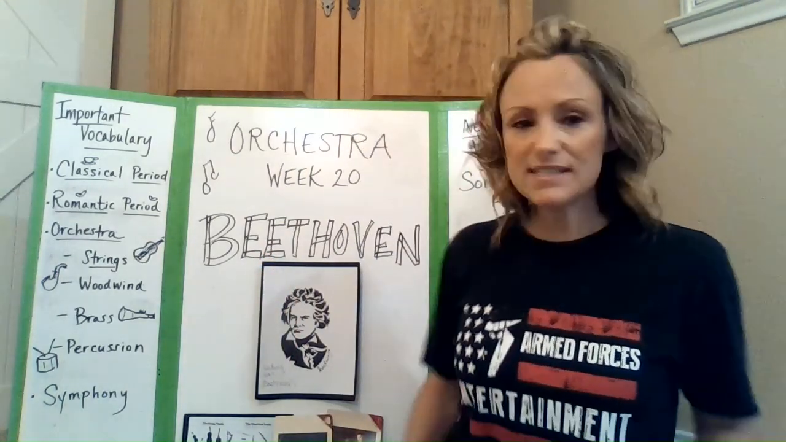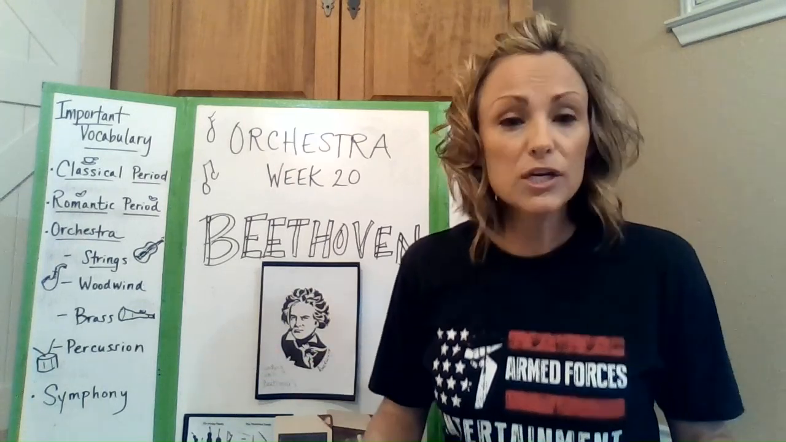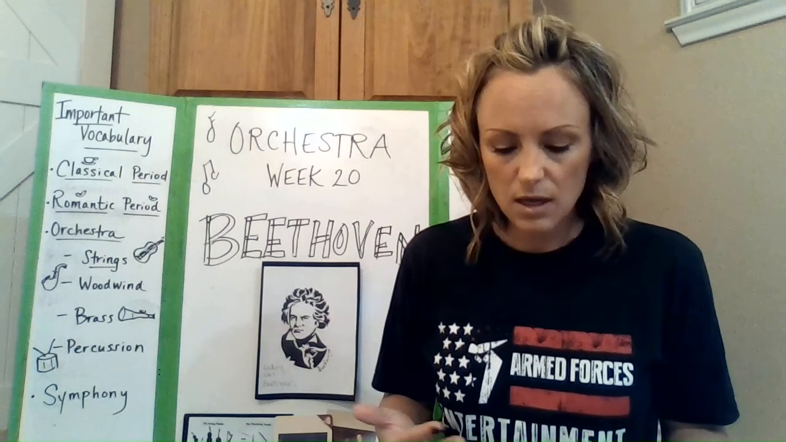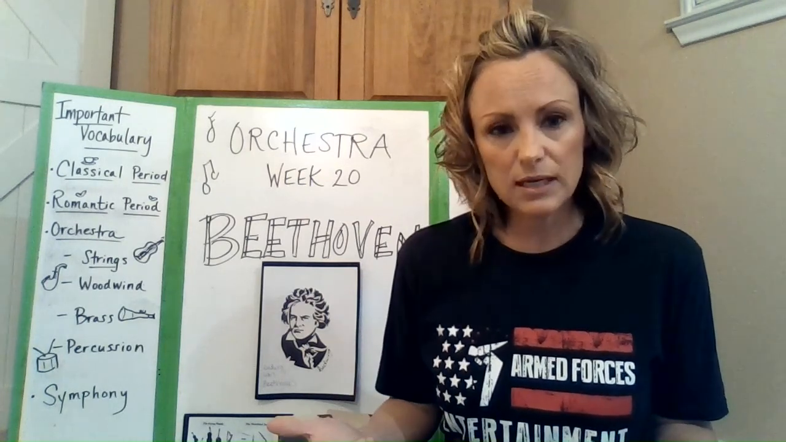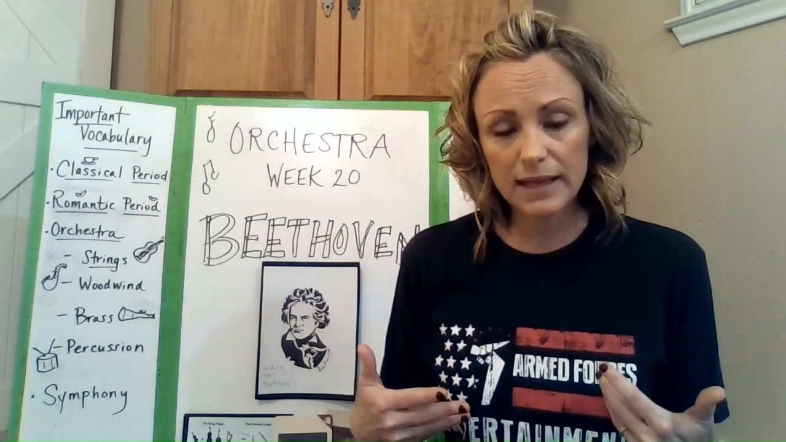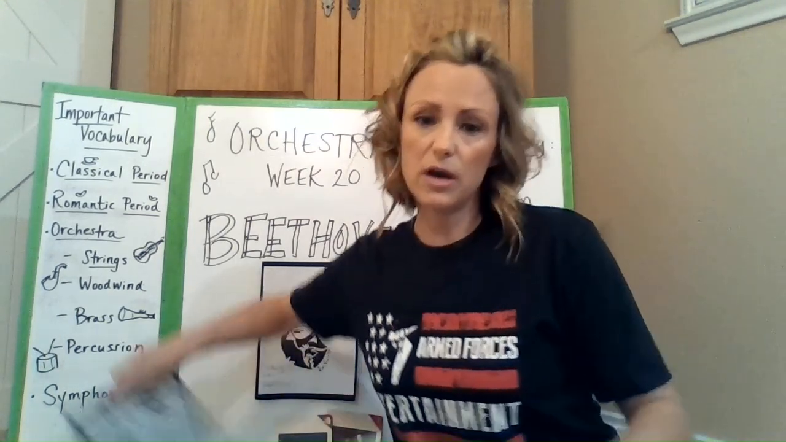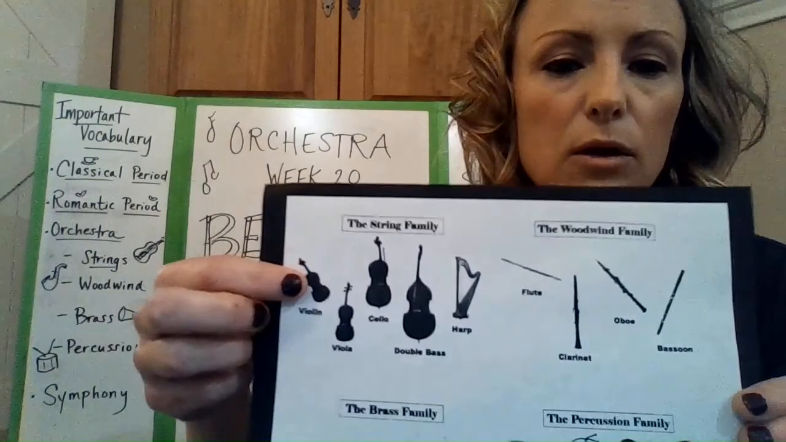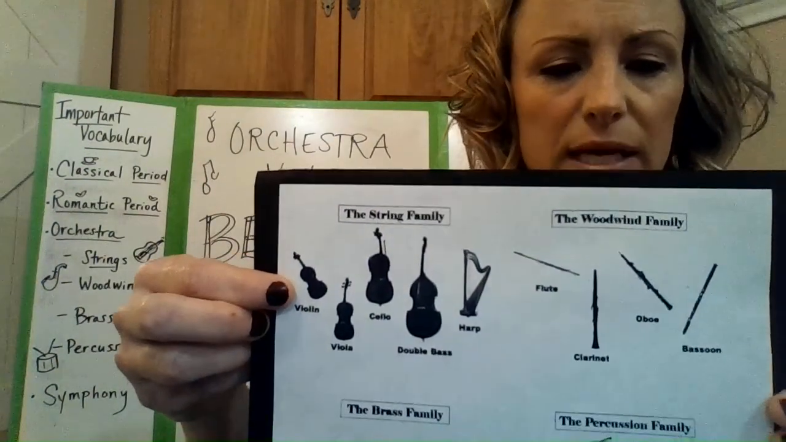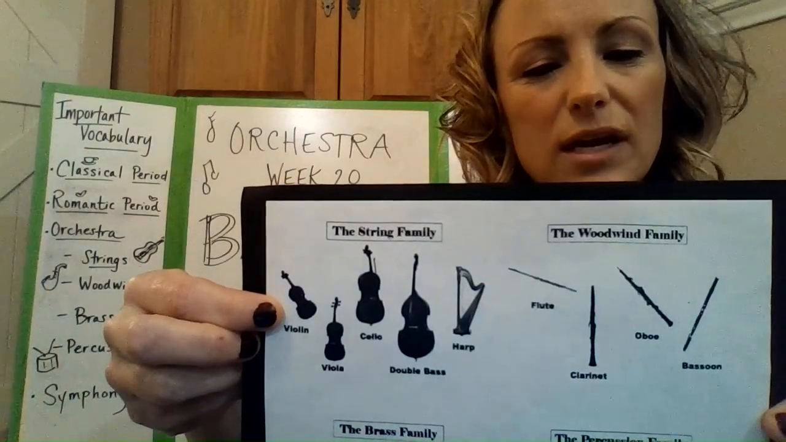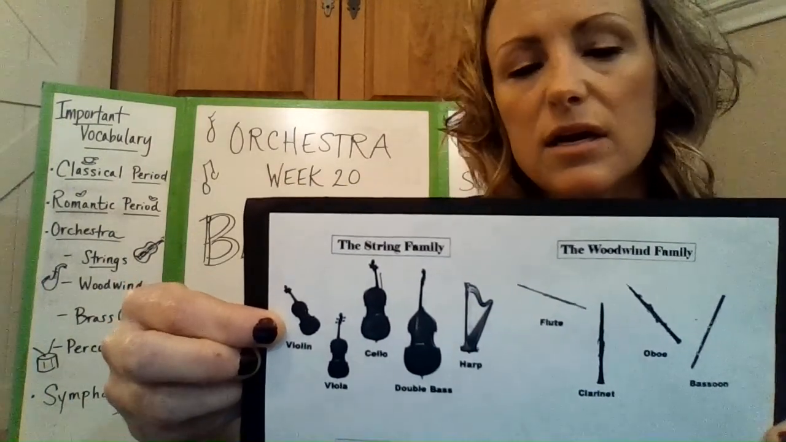All right, so what is an orchestra? An orchestra is a group of instrumentalists, or you could say musicians, that play classical music, and the instruments that they play fall into four families. Those four families are, you look right here, start off with the string family, and these are instruments that are played by plucking or pulling a bow across a string, like a violin, a guitar, those sorts of things.